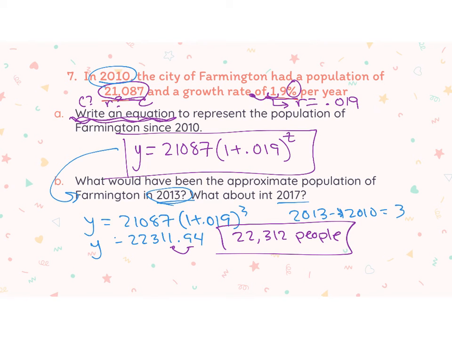Okay. Then it also asked us, what is the population increase in 2017? So in 2017, how many years have passed? So I need to take the 2017 and subtract the 2010, and I end up with 7 years that have passed. So now I'm going to take 7 and plug it into my t in my equation. Y is equal to 21,087 times 1 plus 0.019 raised to the 7th power. Plug all that in.